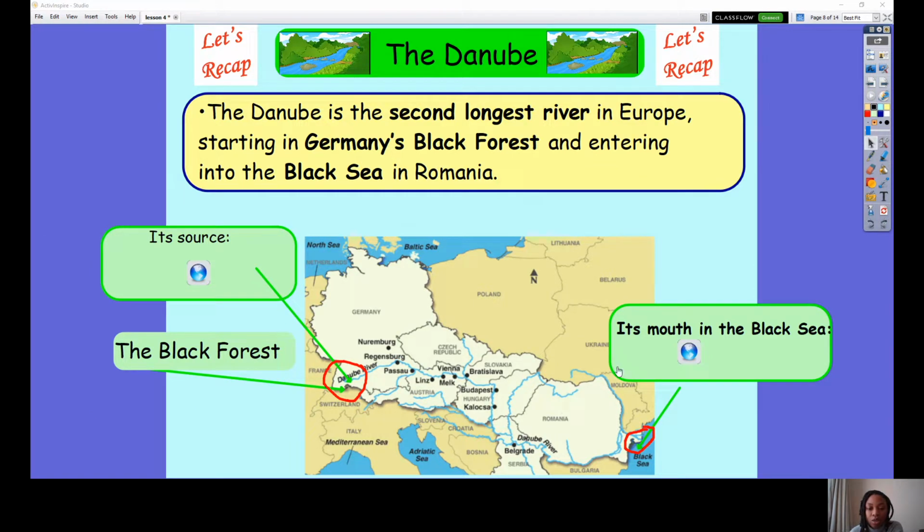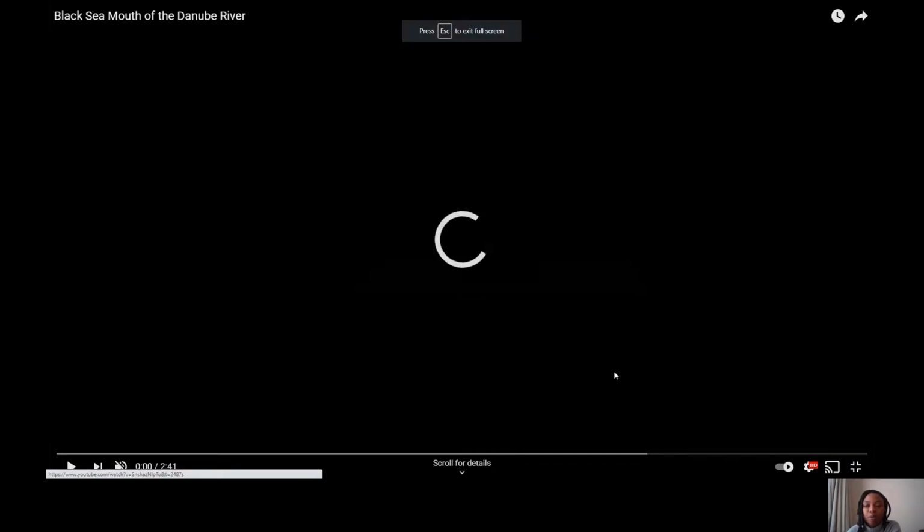So let me just show you its mouth. Bear with me whilst I just get that loaded. And let me reshare my screen so you can see that. This is the River Danube's mouth, where it enters the Black Sea.